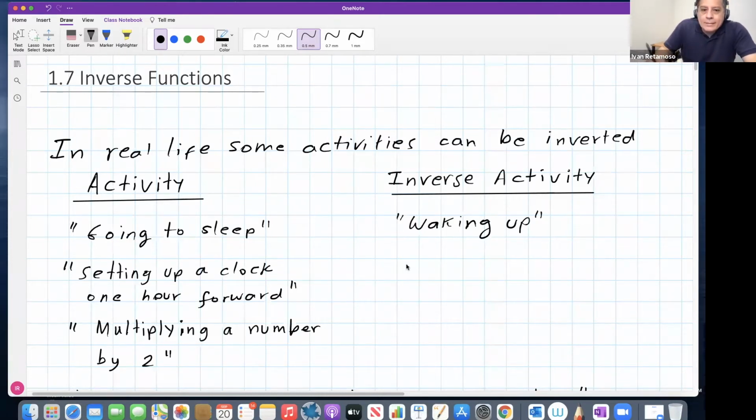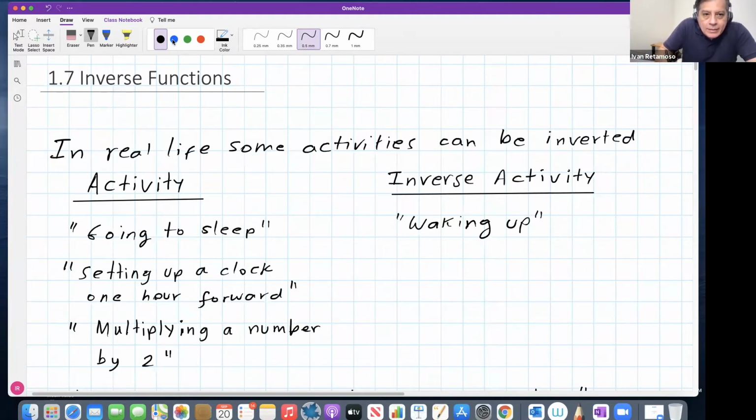Now, question for you guys. If I give you this activity, setting up a clock 1 hour forward, what should be an activity that will undo this activity? Anybody in the chat, or you can say it verbally too? Great. Someone is writing something in the chat. Let's see. Gabriela, excellent, very good. Setting it 1 hour back, right? Excellent. That definitely will undo this activity.